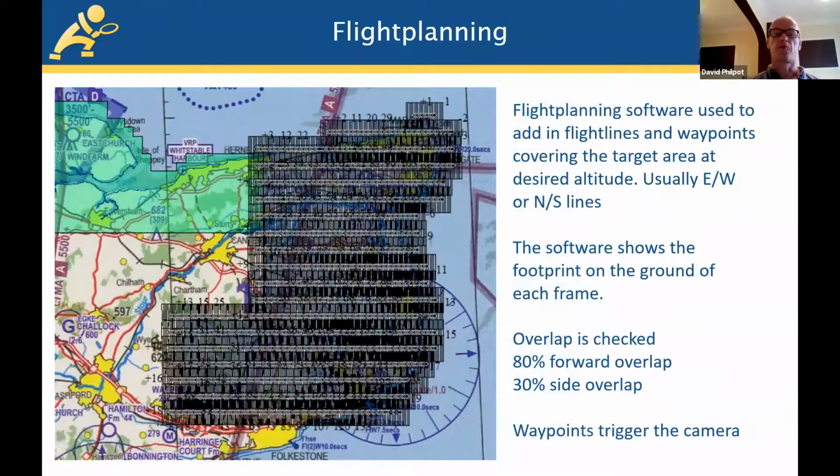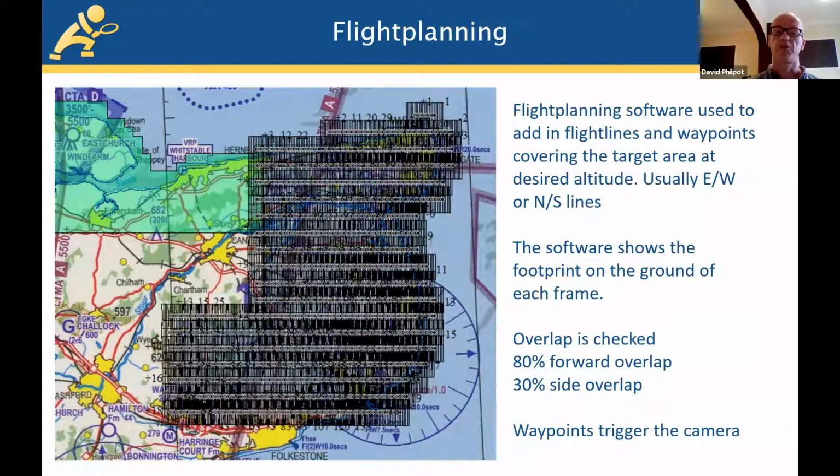So we use flight planning software to plan our flight plan. We usually fly with east-west or north-south lines. Again, that can be determined by air traffic. We engage with them every year because there's always changes in the airspace, and they can advise us on what's preferable and what gives us the best chance of getting into the airspace.